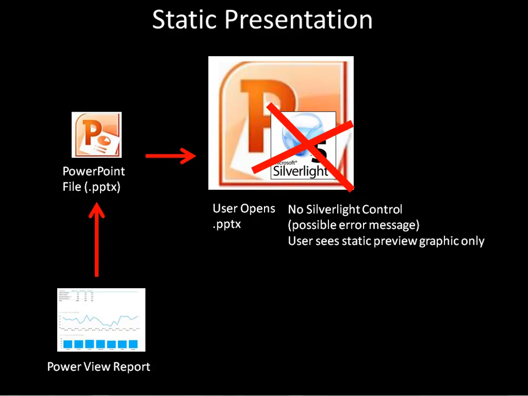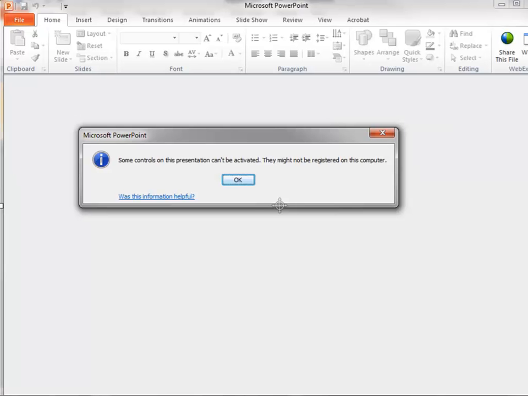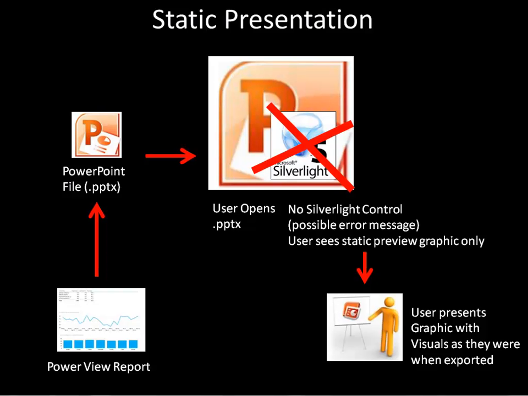If they do get an error message, this is the one they're going to get. It will be the error message that says some controls can't be activated. This might not be registered on the computer. So if you get this kind of feedback from a user you sent the report to, you can just tell them that that's okay. This just means that you're just going to see the report as it was last saved. You won't be able to interact with it. And when they do interact with it, they'll see the visuals the way they were when they were last exported.